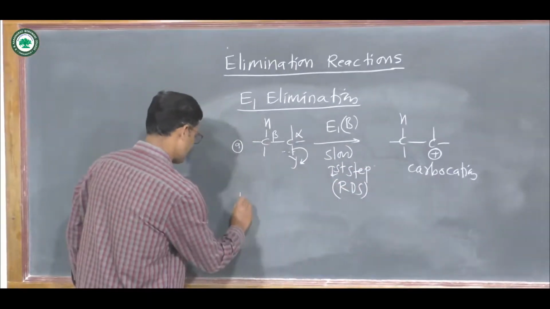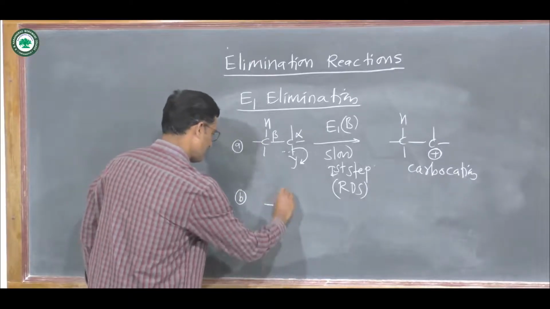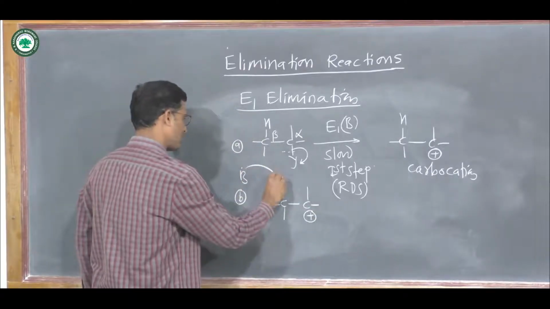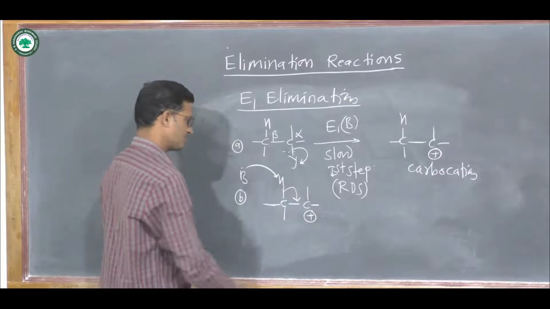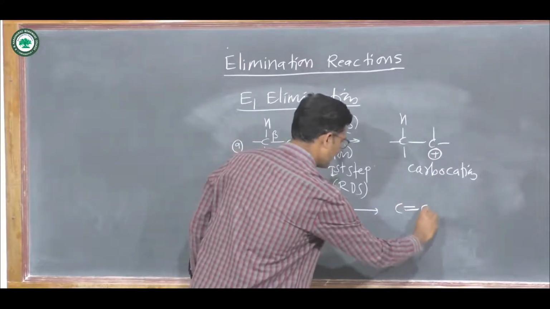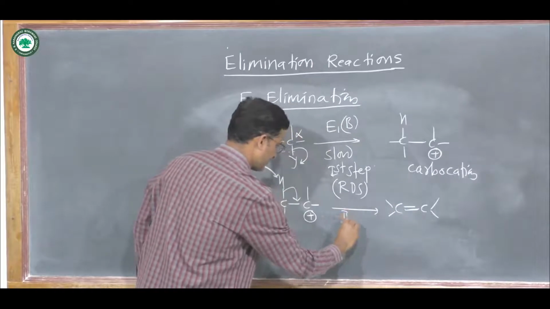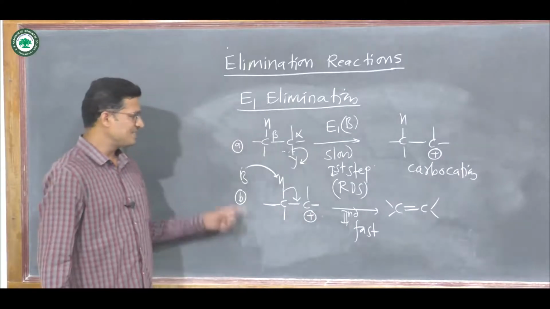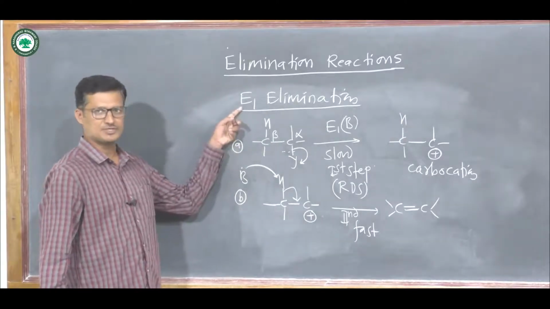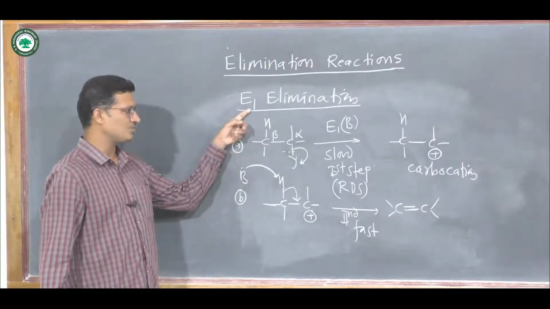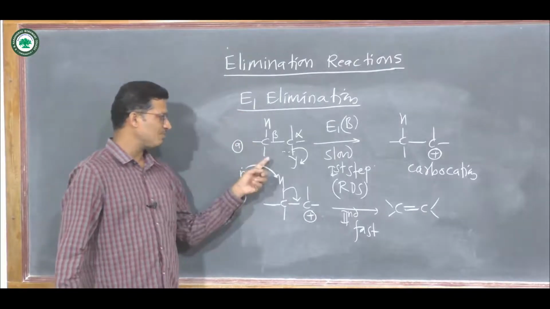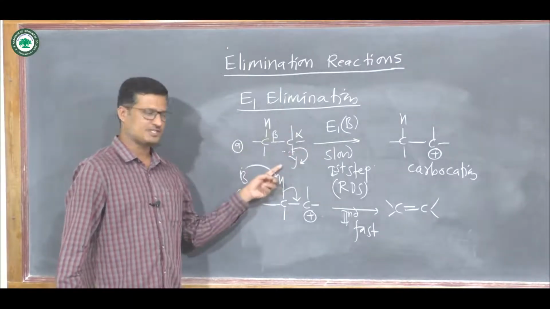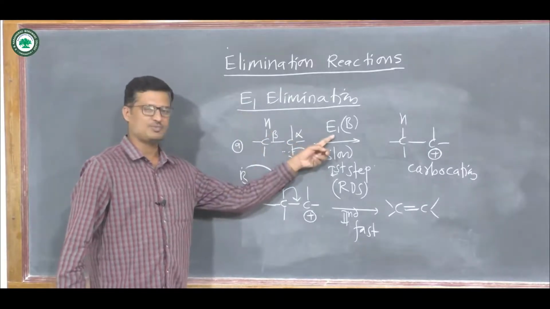Once the carbocation is formed in the first step, then what happens? In the second step, the base abstracts this proton, and there is formation of a carbon-carbon double bond, and we get the product. This is the second step, and the second step is a fast step. So this is the mechanism of E1 elimination. Why do we call the 1 unimolecular? It means the rate of reaction is directly proportional to only the substrate or starting compound, the reactant, but the rate of reaction does not depend upon the base.